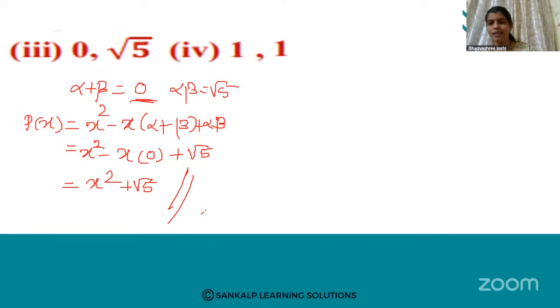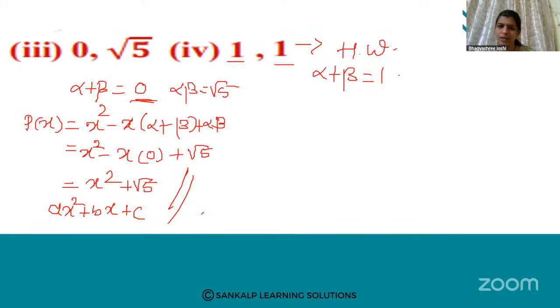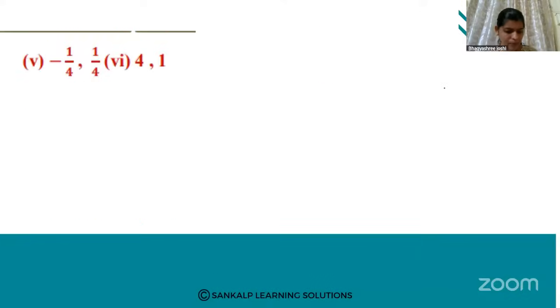If there is a denominator, then we will take constant term k. Otherwise, keep it as it is. That is enough for us. Now this is in the form of ax square plus bx plus c. Where is b? B is 0, right? Now, will you solve this one? This is homework. Here alpha plus beta value is 1. Alpha into beta value is 1. Substitute both values into the formula. Then you will get the required polynomial. You will do it, right? Shall we move to the next question?